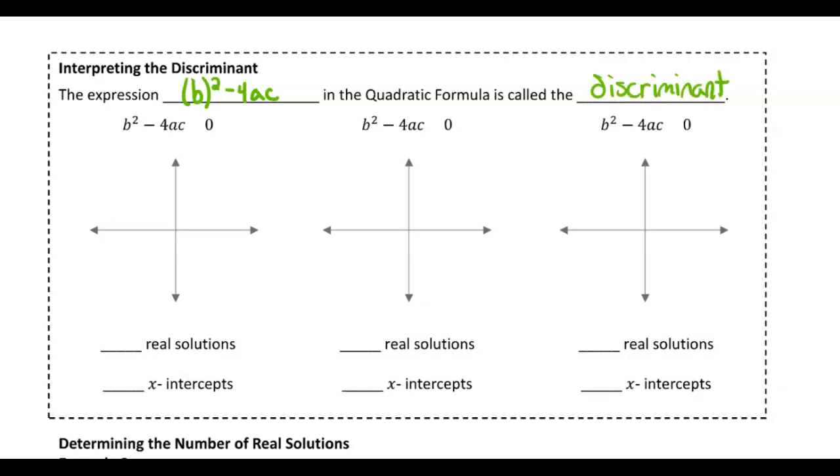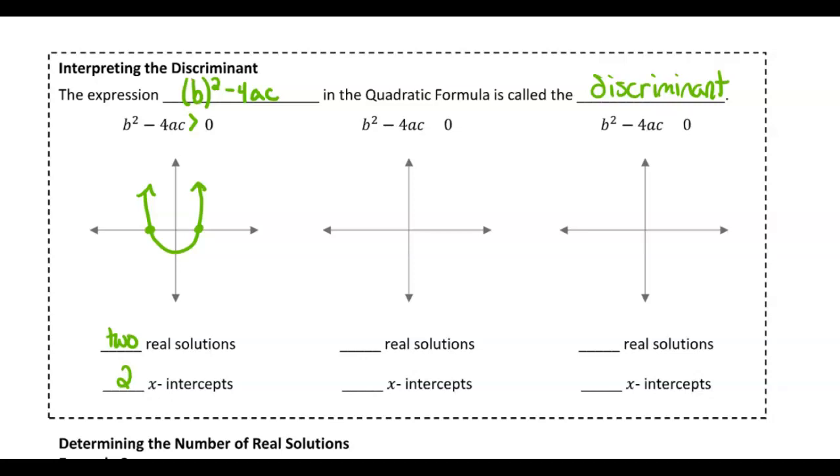So if the discriminant is a number that is greater than 0, then what that tells us is it has two real solutions. Therefore, it has two x-intercepts. So what the graph would look like, and it can open up or down, is it would have two places that it crosses the x-axis.